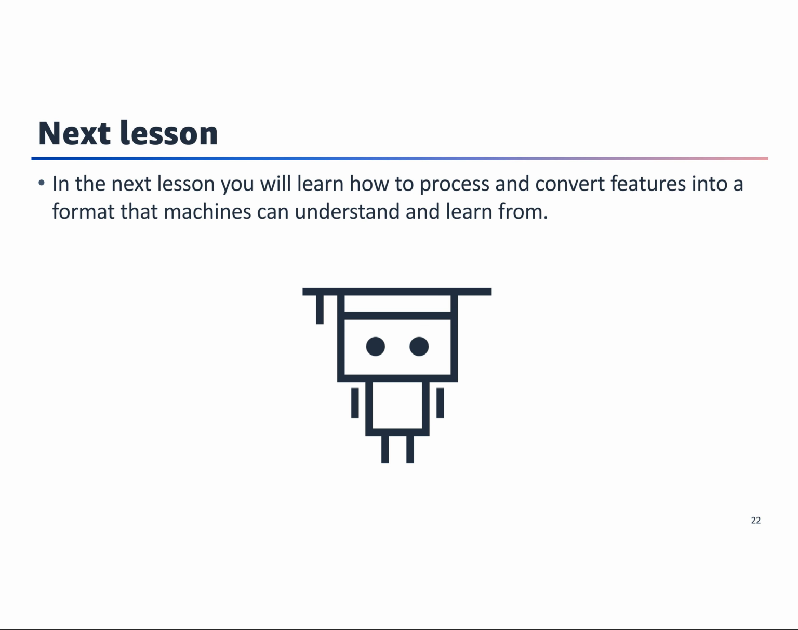This lesson examined different types of features, such as categorical and numerical features. You haven't used these features with any ML model yet in this course. To use them, you need to process and convert these features into a format that machines can understand and learn from. You will learn about this process in the next lesson.